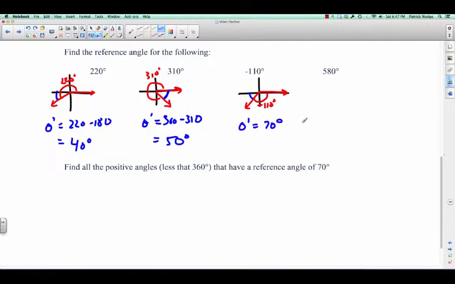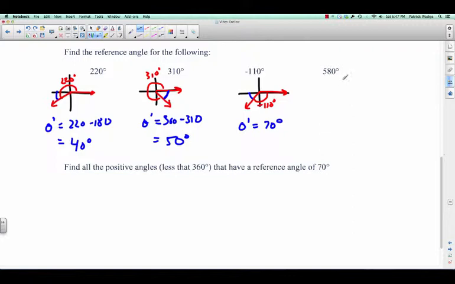I mean, sometimes it's easier just to draw your little sketch and to just think about it. 70 degrees, and it's positive. The reference angles are always positive. Even if it's a negative standard position angle, it still has a positive reference angle. Reference angles are always positive, and they're always between 0 and 90.